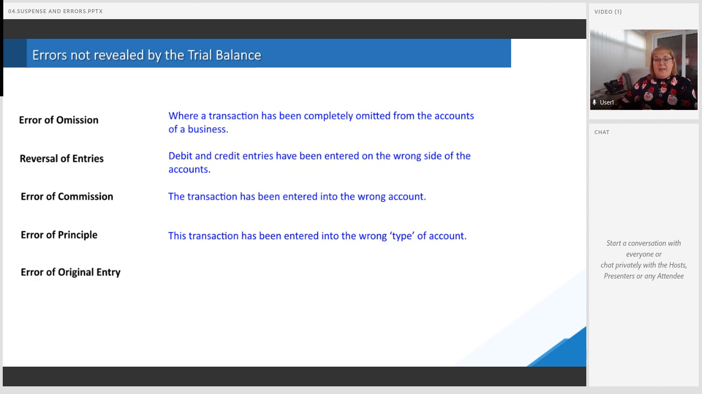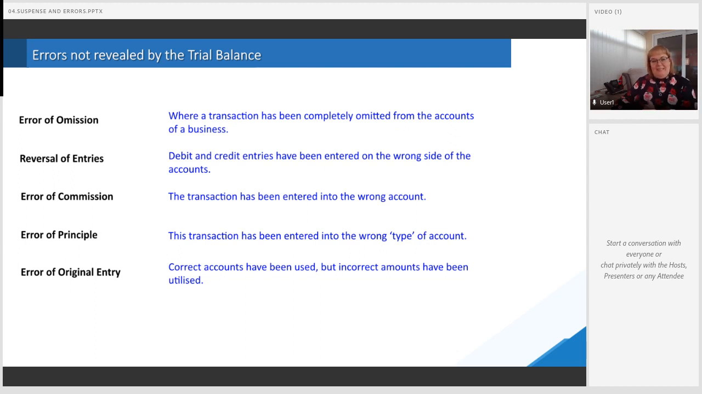We then come across an error of original entry. This is where we've used the correct accounts, but incorrect amounts. So this could be where we've paid perhaps our rent and our rates, and we've debited 1,000 to the expense account, but we've credited 10,000. We've just put an extra zero on the end.